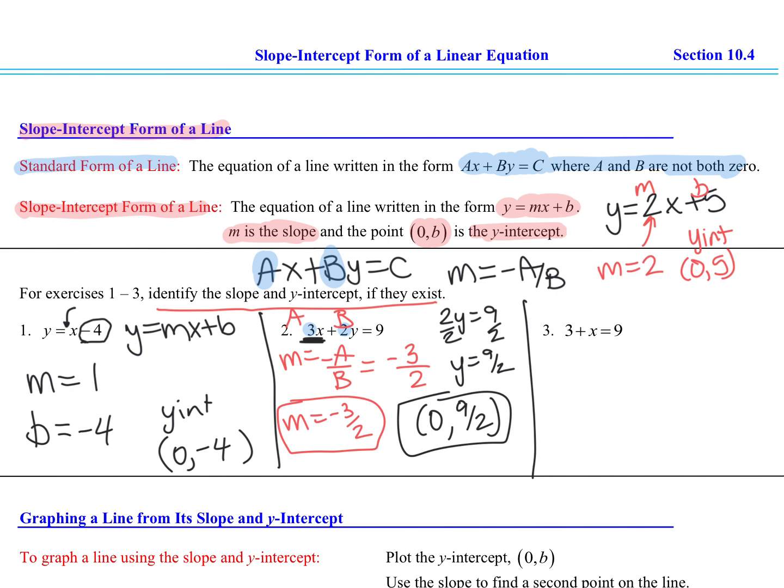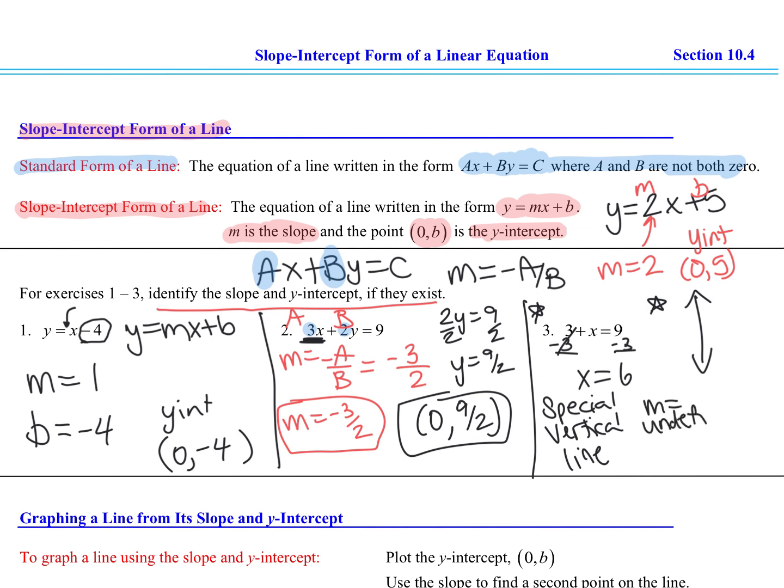All right. Now, number 3, they're trying to trick us a little here because you'll notice there is no y. So I'm going to get x by itself, and I'm going to end up with x equals 6. I hope you remember that this is special. This is a vertical line. Vertical lines look like this, and the slope is actually undefined. Since this is a vertical line at x equals 6, there is no y-intercept. So you're using our past knowledge to understand that there is no y-intercept for that one.